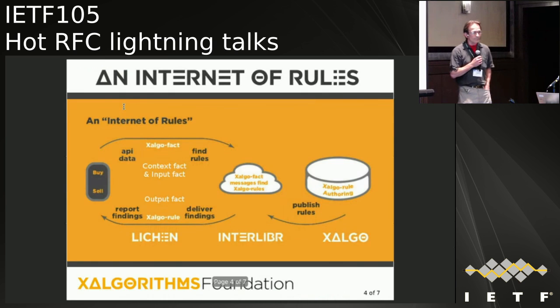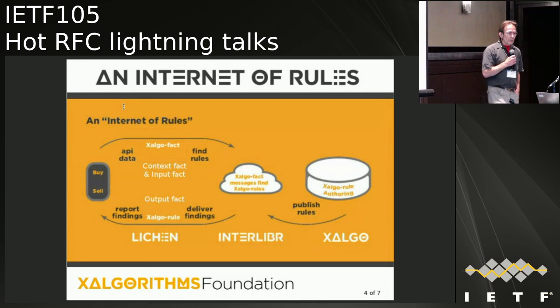Next. The actual software we have deployed begins by interacting with an API. There's a small component piece, an auxiliary piece called Lichen. You can use it or not use it. It's a reference implementation. Create your own if you like. Roll your own. That provides the context fact and the input fact out to the server.